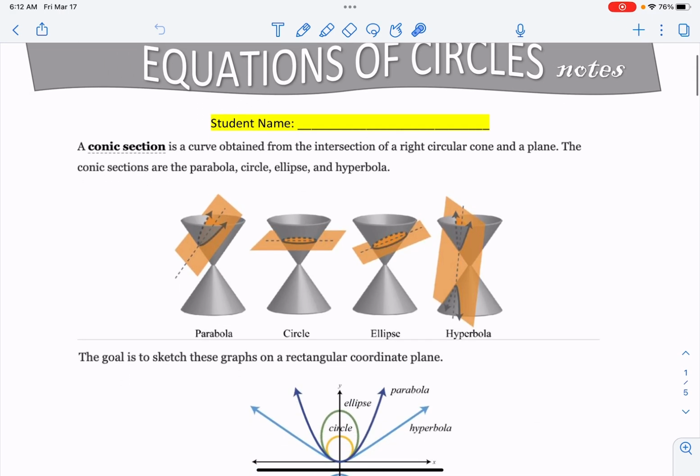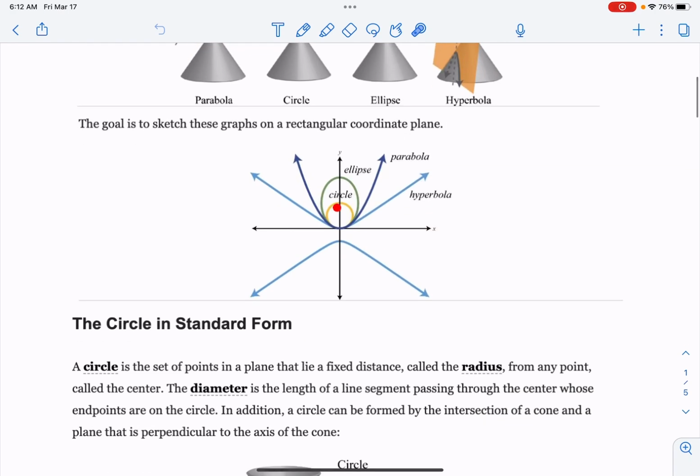With the equations of circles, we're starting our conic sections. And our conic sections actually come from slicing these cones in different ways. So we're going to make parabolas, circles, ellipses, and hyperbolas. We are going to be looking at all of these.